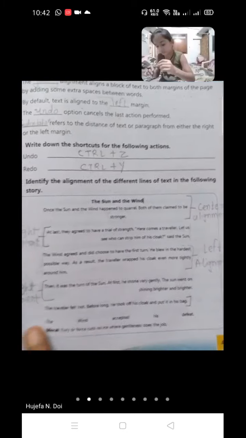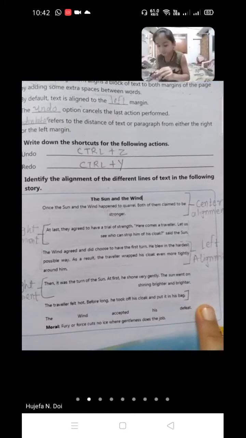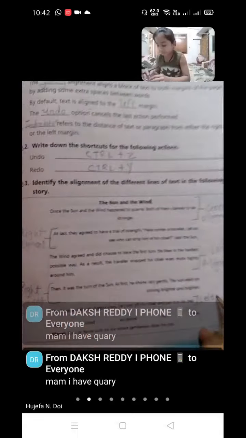There is only one sentence also there, that is from the left side. So by default, you have to write it in left alignment.